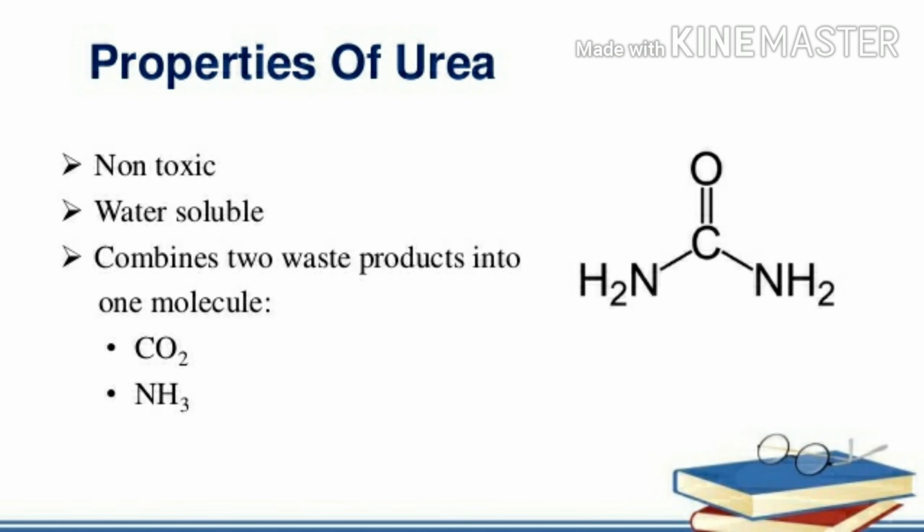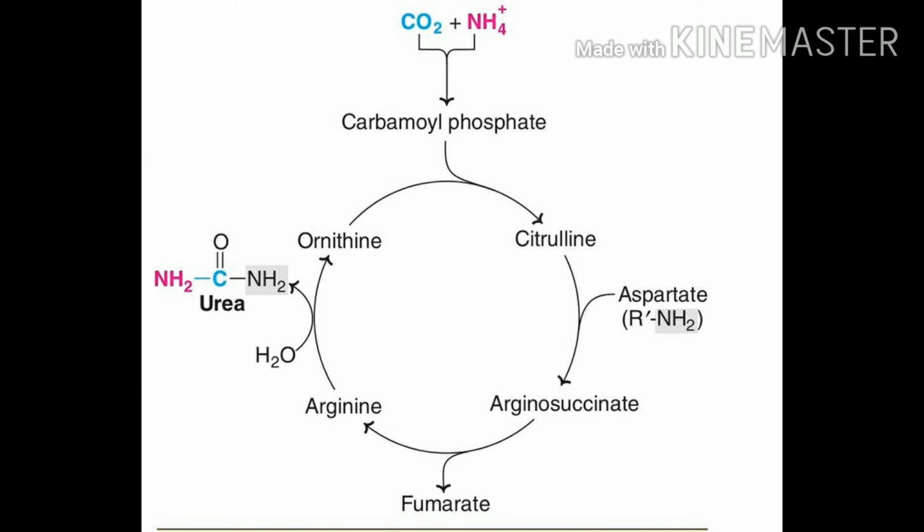Now let us look into the structure of urea. Urea has two amino groups, one derived from ammonia and the other from aspartate. The carbon atom is supplied by carbon dioxide. So it combines two waste products into one molecule, that is the carbon dioxide and ammonia, and it is non-toxic and water soluble. So here in this slide you can see the simple diagram of the urea cycle.